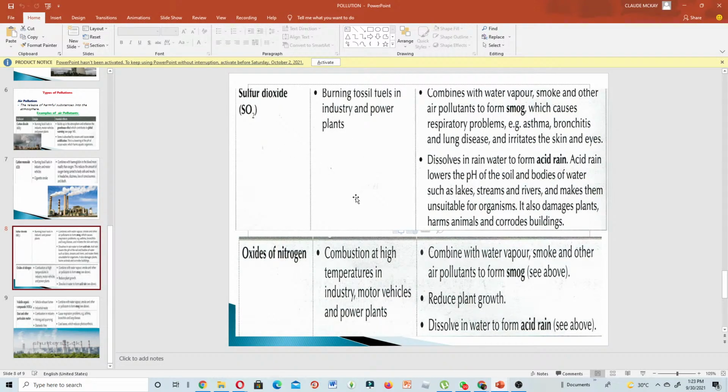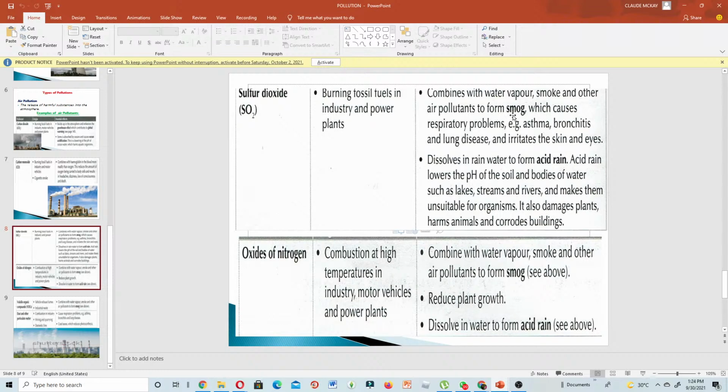As for sulfur dioxide, they are saying it is the burning of fossil fuels in industry and power plants. So as you can see, quite often you are seeing that power plants are a major contributor in terms of polluting the atmosphere in regards to air pollution. They are saying that it combines with water vapor, smoke and other air pollutants to form smog.